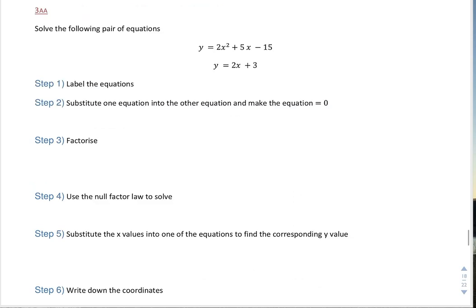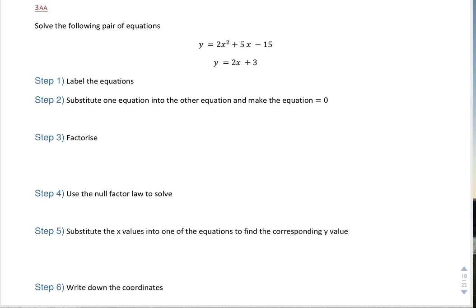Example 3AA. Solve the following pair of equations. y equals 2x squared plus 5x minus 15 and y equals 2x plus 3. There is an error in this question. The first equation should be y equals x squared plus 5x minus 15. So remove the 2 from in front of the x squared.